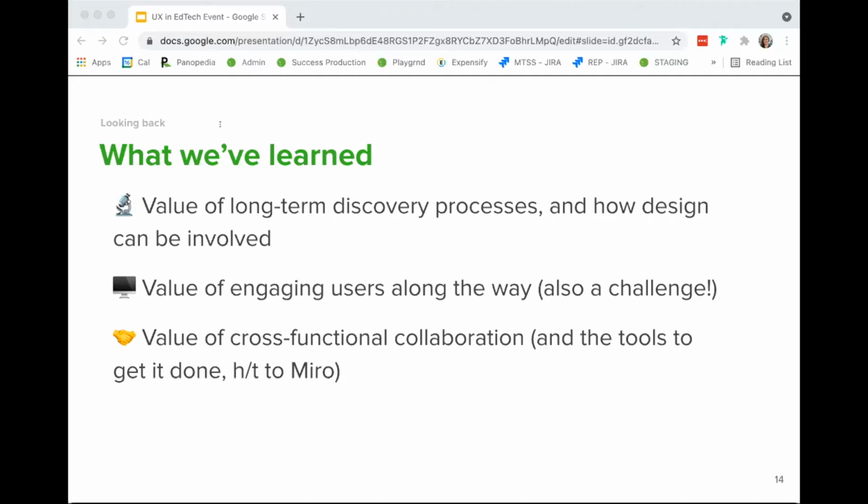And also having the tools to get it done. Just like a pro tip, we've been using a tool called Miro. Some of you might know it. It's been really wonderful. Great collaborative tool. So a little extra nugget there.